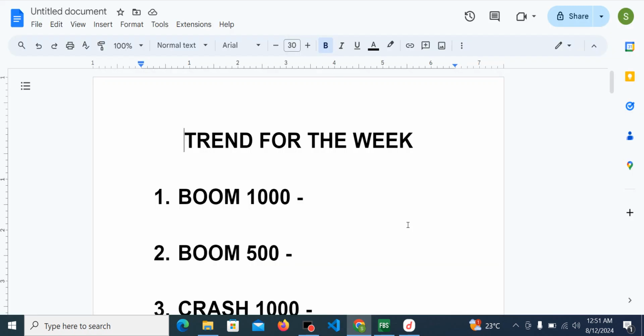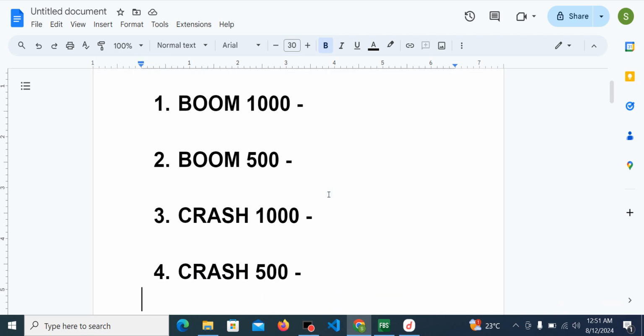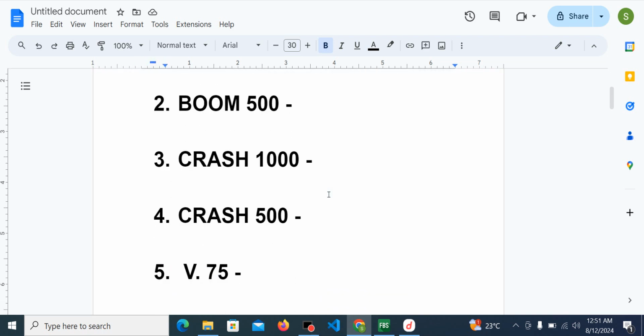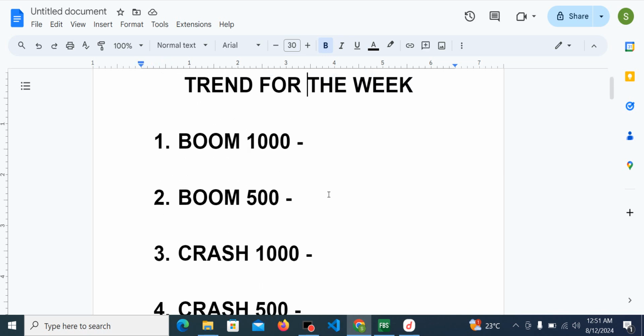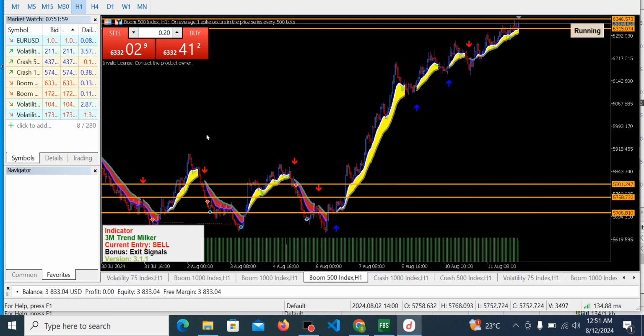Okay, so quickly let's go straight into what we have right here. These are the assets we'll be checking out. Everything I'll be doing in this video will be based on higher time frame, so you should be able to balance between the higher time frame and the lower time frame so that you will know how to go about it, because any little pullback on higher time frame can be a total reversal in price action on lower time frame.